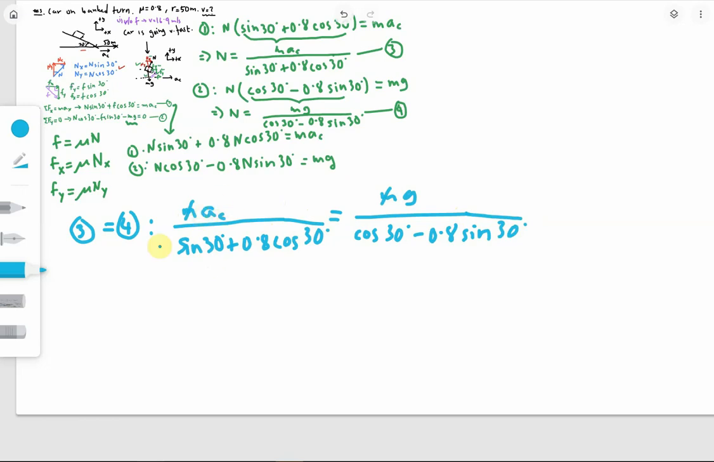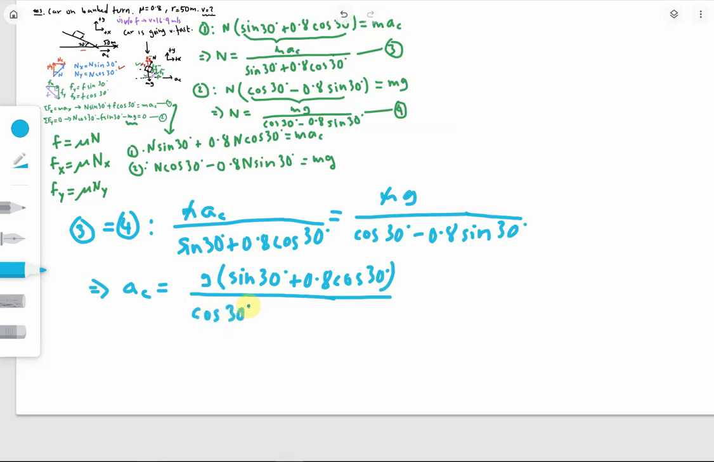Our goal is to separate out a_c. So to separate out a_c, we multiply sine 30 plus 0.8 times cosine 30 to both sides of the equation. So we have a_c left over on this side, and on the right hand side we have a big factor, g times sine 30 plus 0.8 cosine 30 over cosine 30 minus 0.8 sine 30.